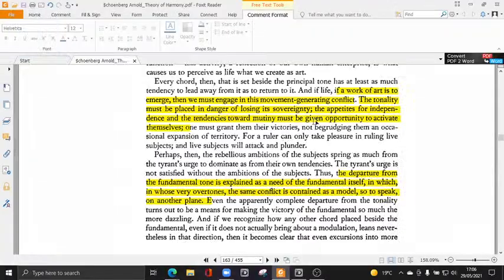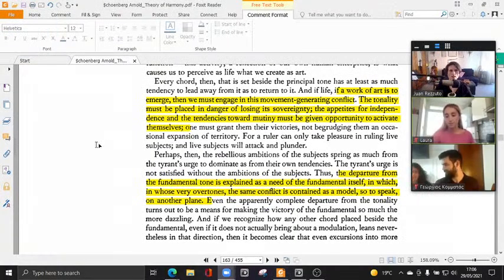Okay, now let's continue. So it says, if a work of art is to emerge, then we must engage in this movement-generating conflict. The tonality must be placed in danger of losing its sovereignty. The appetites for independence and the tendencies towards mutiny must be given opportunity to activate themselves. So he's very, very dramatic in the way he expresses himself about how to modulate. So we must engage in this movement-generating conflict.